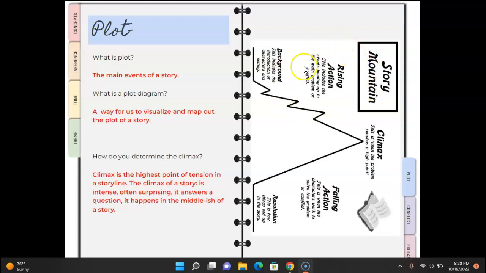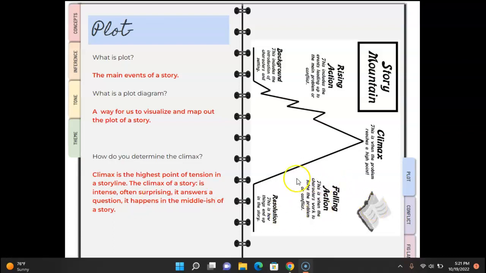When this all builds up to a point, that's called the climax. This is where the problem reaches a high point. Over here on the left-hand side, you can see I have the question, how do you determine the climax? The climax is the highest point of tension in a storyline. The climax of a story is intense. It's often surprising. It answers some sort of question we may have been wondering, and it happens in the middle-ish of a story, at least past the halfway point. So the climax is that most intense part of our story.